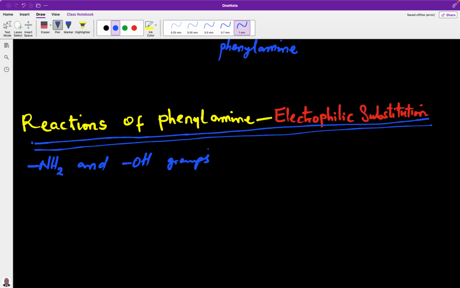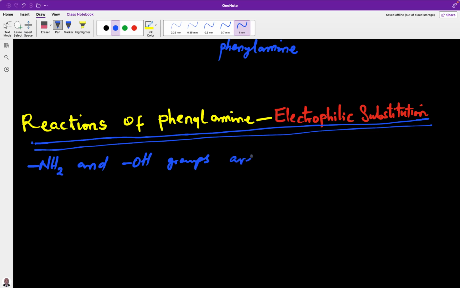So when you start reactions with phenylamine, or phenols, any aromatic compounds, you should know the groups that are electron donating and the positions that they are directing. For instance, the amino group and the OH group are electron donating.